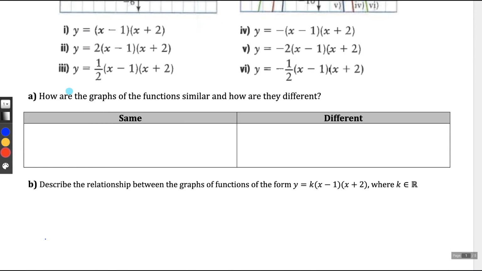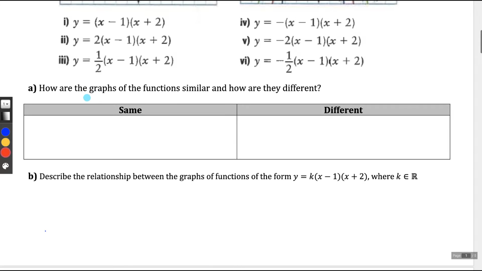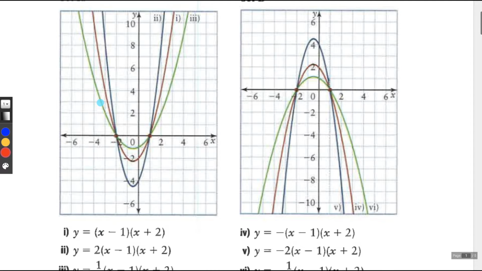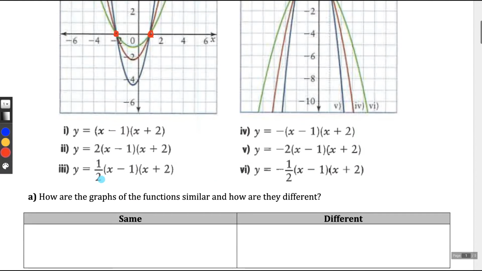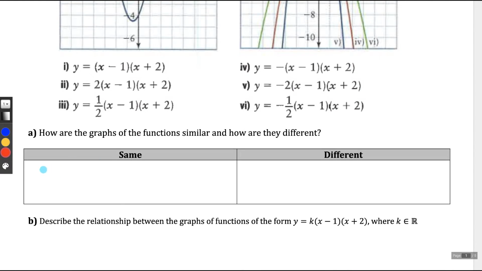So part A says, how are the graphs of the functions similar, and also how are they different? So what's the same between all of these 6 functions? Well, notice they all cross the x-axis at the same place. They all cross the x-axis at -2 and 1. So what's the same? They have the same x-intercepts.